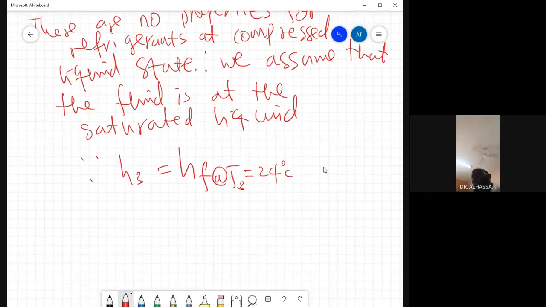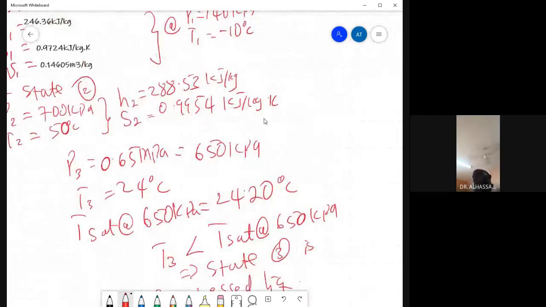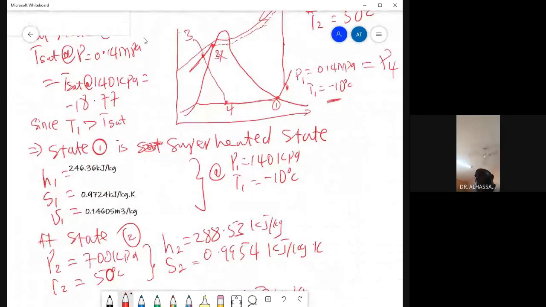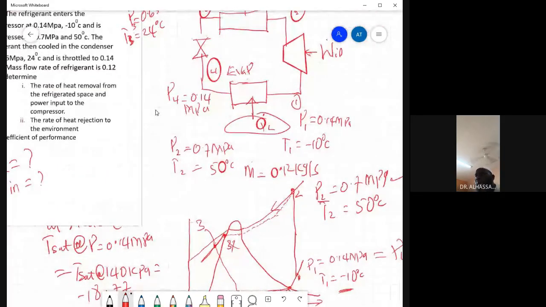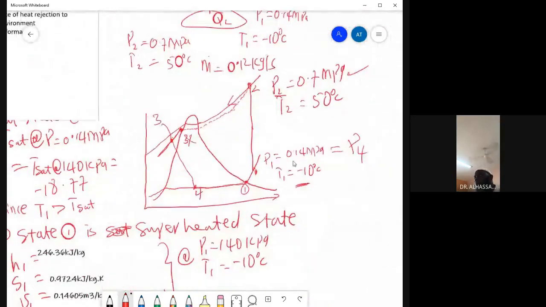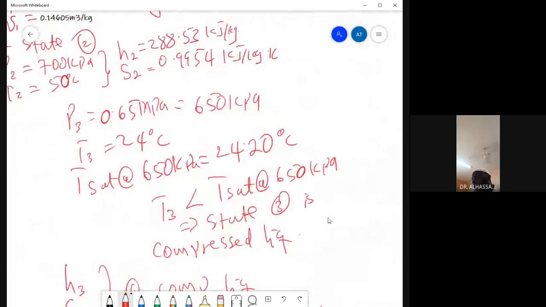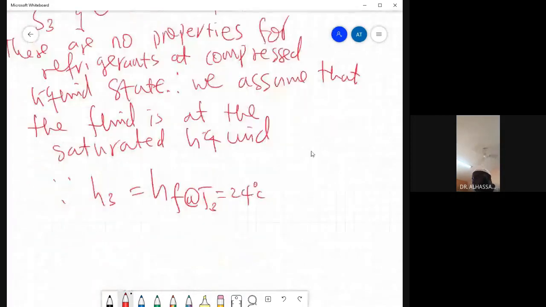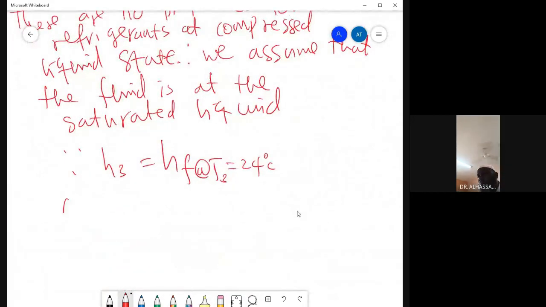So next thing to do is to find the rate of heat removal, QL. So what is the definition for QL? This I'm not going to do, I'll just explain to you. QL is given by mass flow rate times (H1 minus H2). Simple as that. H1 we know already, H2 we know already. So therefore you can easily determine the QL. You know the mass flow rate already.